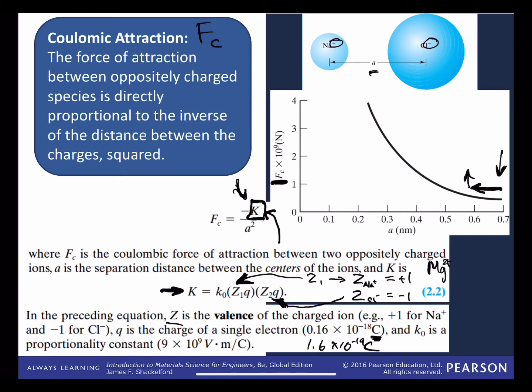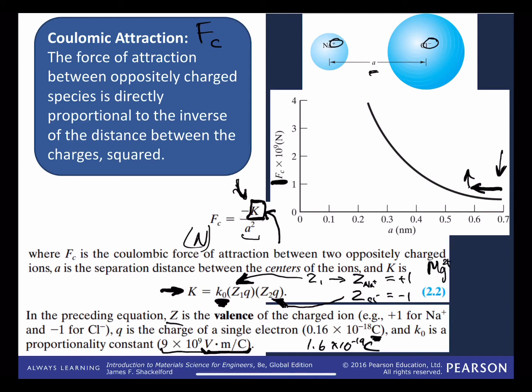And the final value here is the K0. So here we have a proportionality constant, and it's going to be 9 times 10 to the 9 voltmeters per coulomb. Okay, and so we'll handle the units there in a moment. So all of that divided through by the square of the distance between the two is going to give us an attractive Coulombic force in units of newtons.